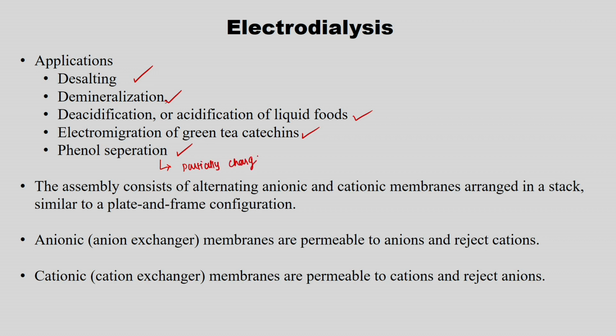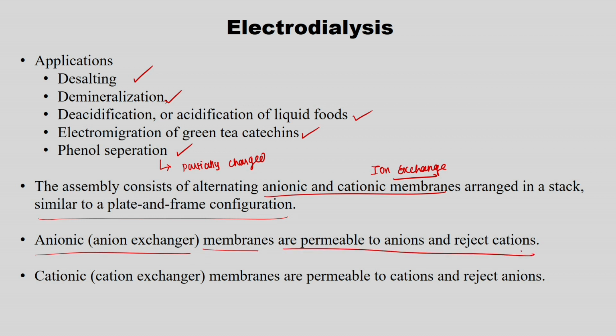Okay. So, we can use the ED process for phenolic component separation as well. The assembly consists of alternating anionic and cationic membranes. These are nothing but ion exchange membranes which permeate only a particular ion, arranged in a stack similar to the plate frame configuration. Plate frame membrane module we have already seen. The anionic or anion exchanger membranes are permeable to anions and reject cations. The cationic or cation exchanger membranes are permeable to cations and reject anions.